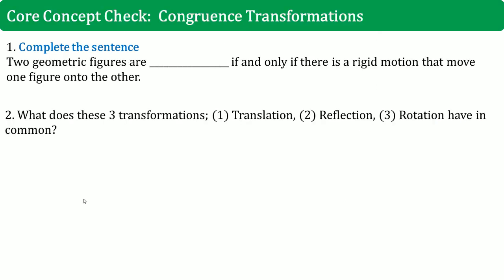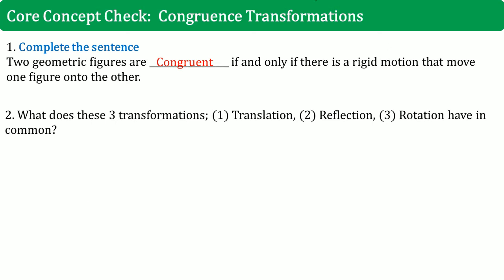Let's do our core concept check on congruency transformation. Number 1, please complete the following sentence. Two geometric figures are blank if and only if there is a rigid motion that moves one figure onto the other. The answer would be congruent. Two figures are congruent if and only if there is a rigid motion that moves one figure onto the other.